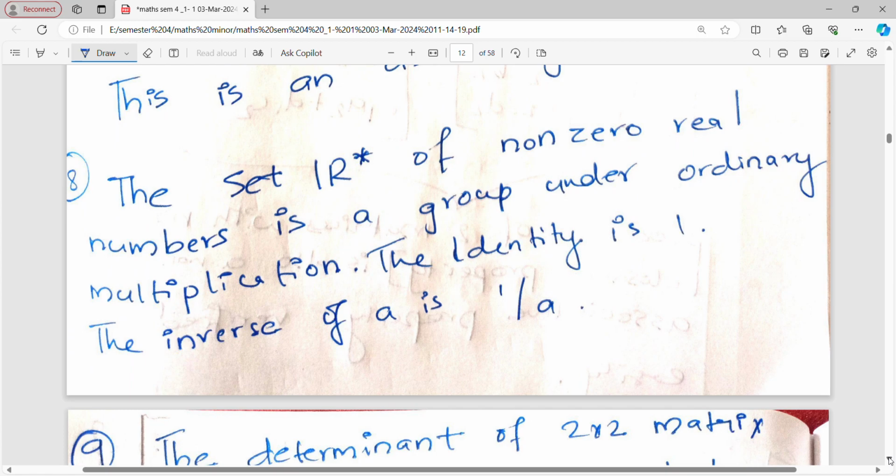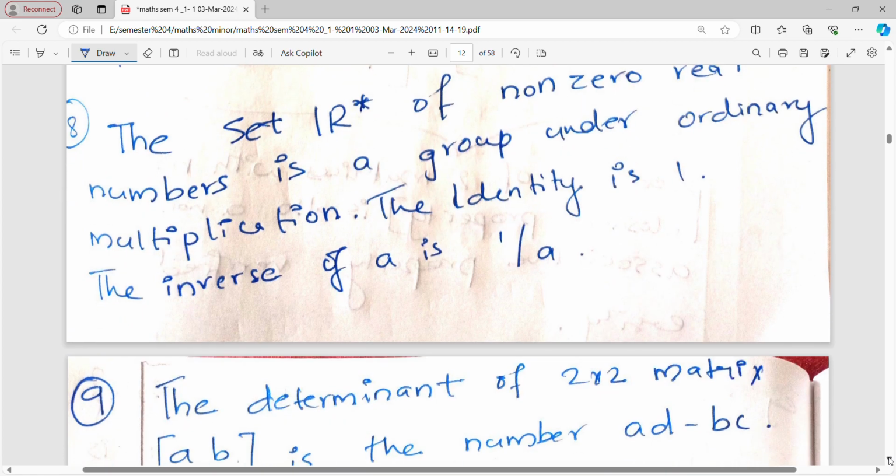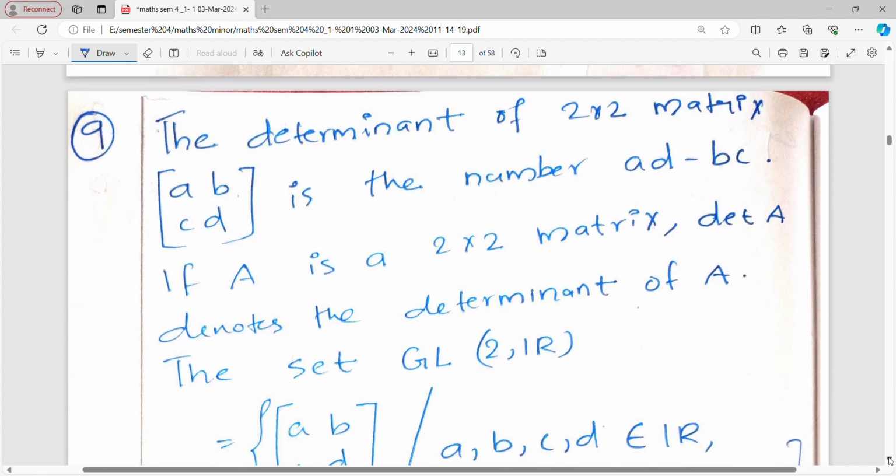Next is the 8th one: the set of real numbers R star, that is, the set of all non-zero real numbers, is a group under ordinary multiplication. The identity is 1, and the inverse of A is 1 by A. The 9th one: the determinant of a 2 by 2 matrix is the number AD minus BC. If A is a 2 by 2 matrix, the determinant of A denotes the determinant of A.